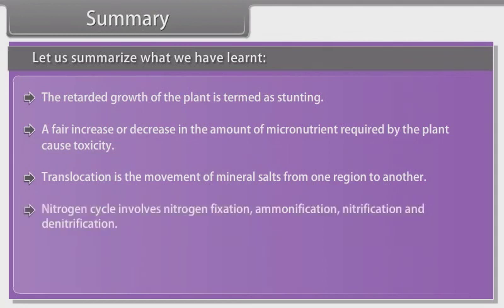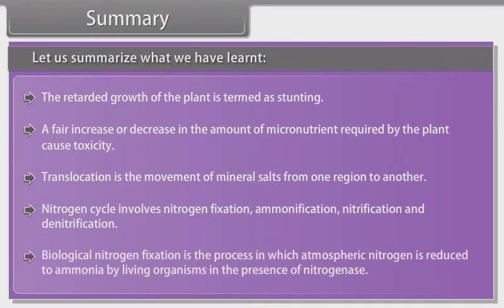Nitrogen cycle involves nitrogen fixation, ammonification, nitrification and denitrification. Biological nitrogen fixation is the process in which atmospheric nitrogen is reduced to ammonia by living organisms in the presence of nitrogenase.